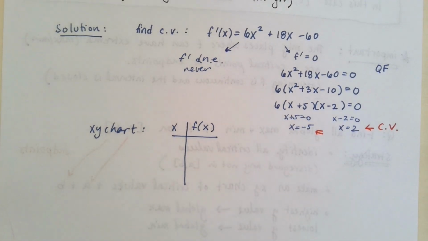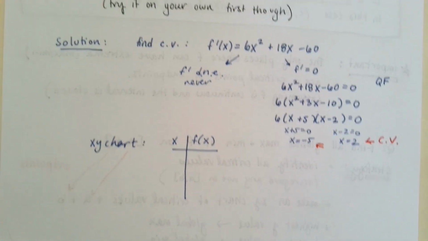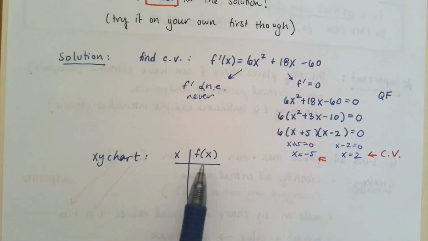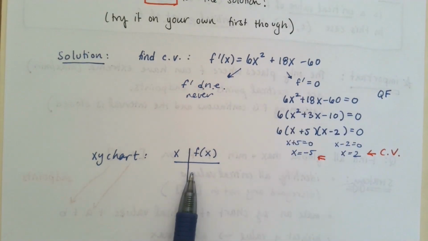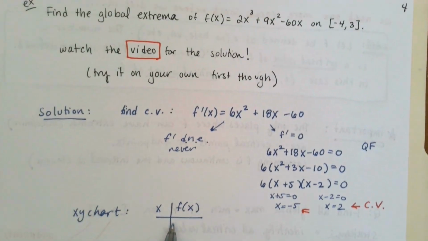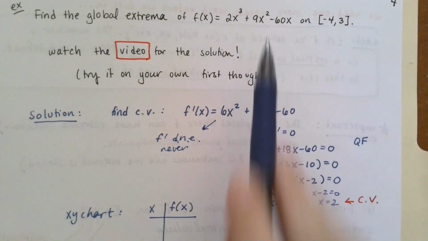There's no special reason I use f of X instead of Y, except for the fact that I'm reminding myself one more time that I'm not plugging numbers into the derivative. I'm not using this anymore. This is gone. I don't need it anymore. I'm plugging into the original f of X from the beginning up here.